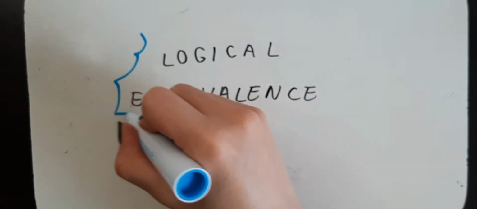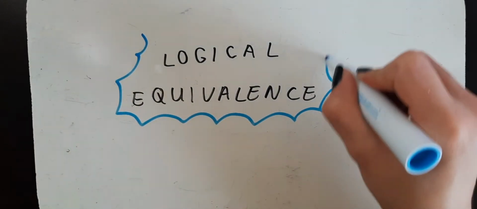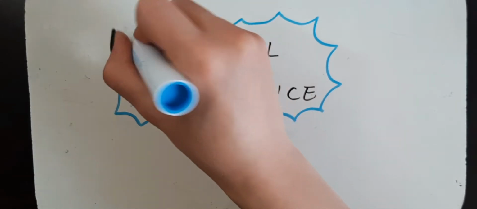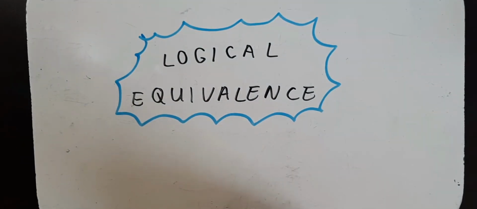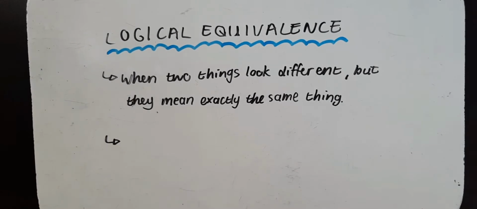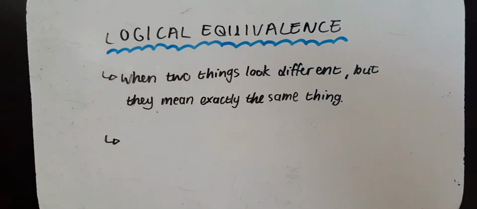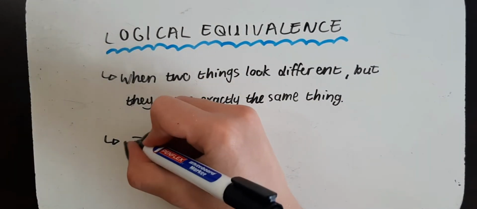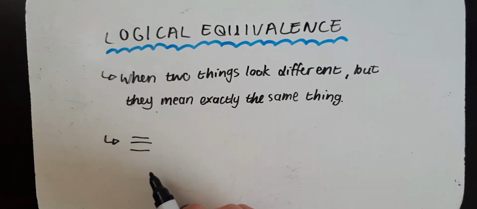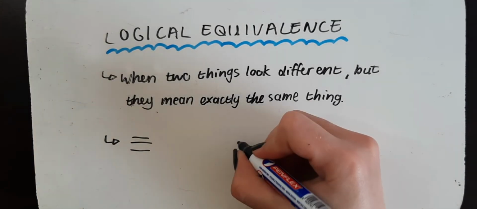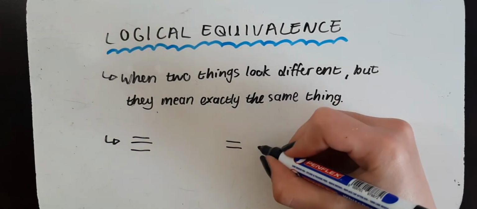For the last part of this video, we will look at logical equivalence. Logical equivalence is indicated by this symbol. Logical equivalence is when two things look different, but they mean exactly the same thing. The sign for logical equivalence is this equivalent sign. We can think about this equivalent sign as the equal sign of logic.